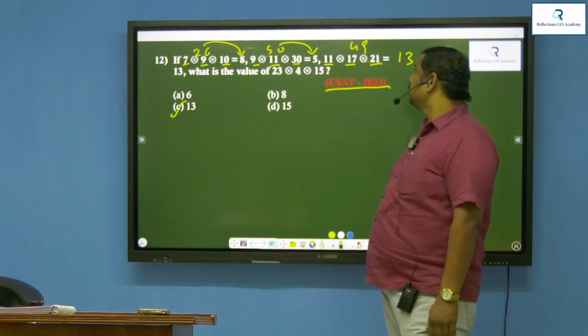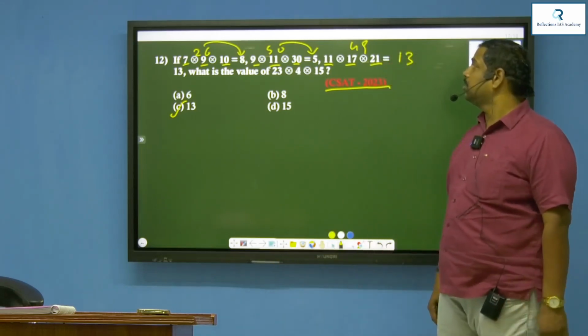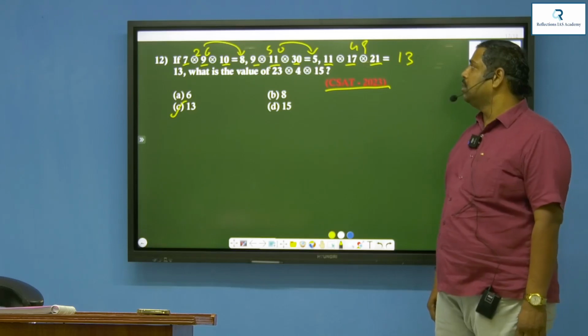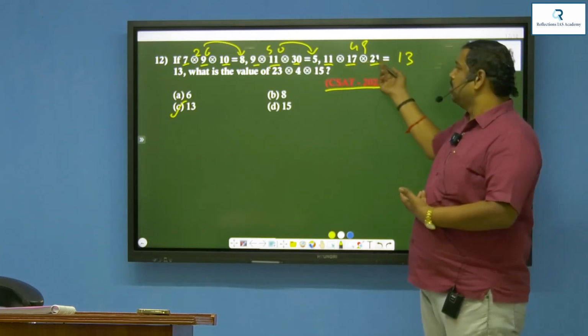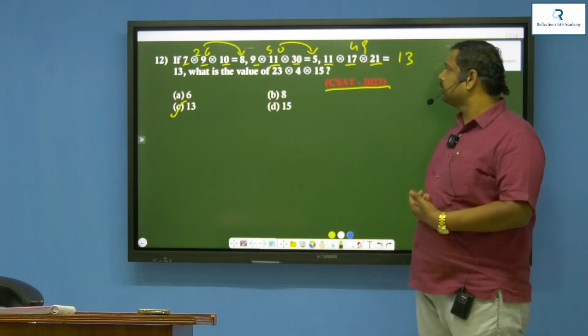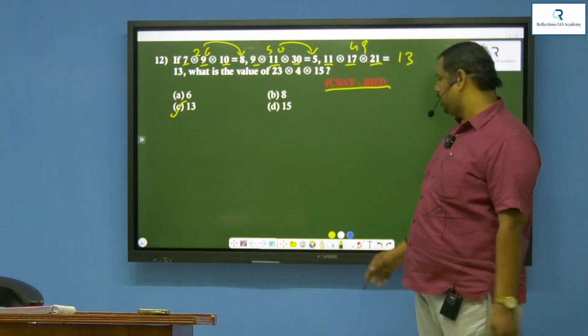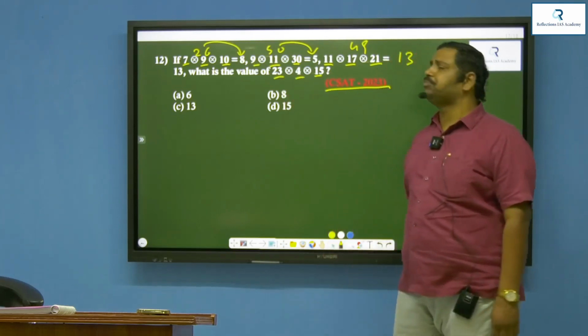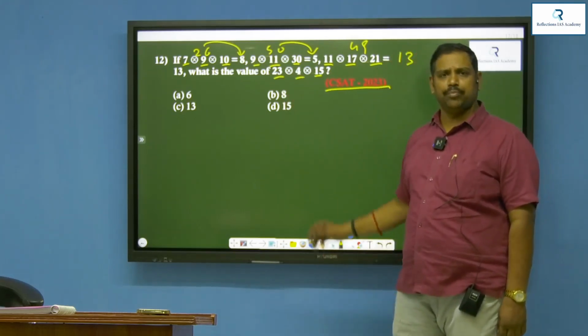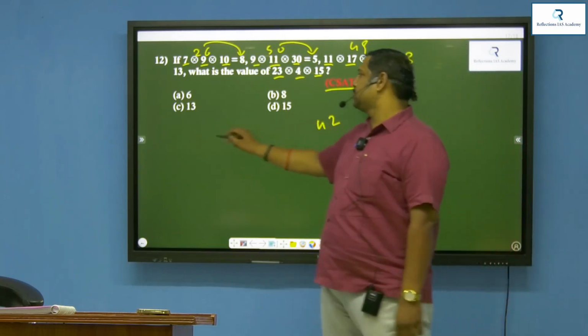What's the answer? Add it, all 11 plus. I have not added it. That one also he gave. Then I will do the next one here. 23 plus 4 plus 15 is 42. 42 means 6.